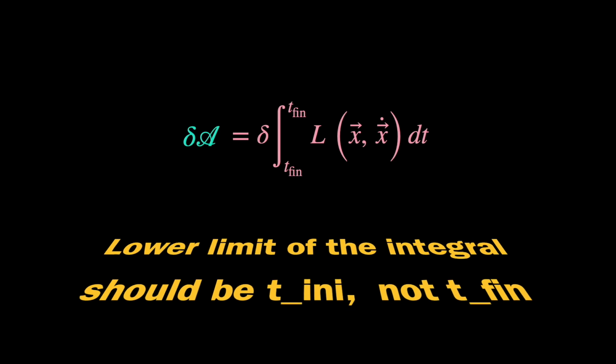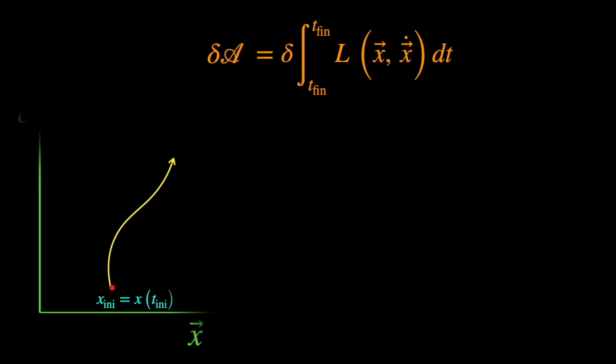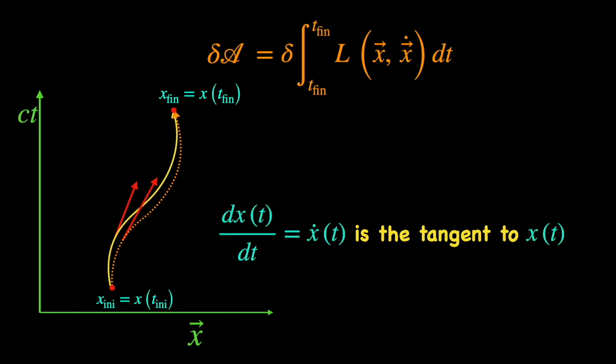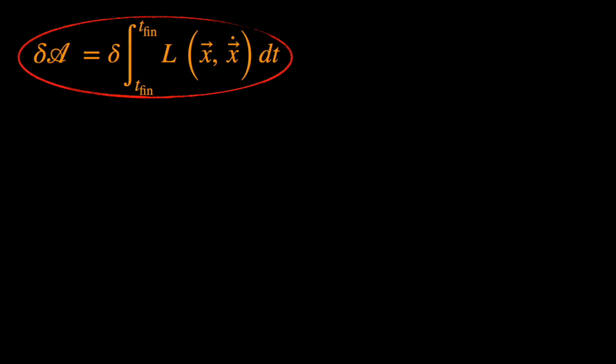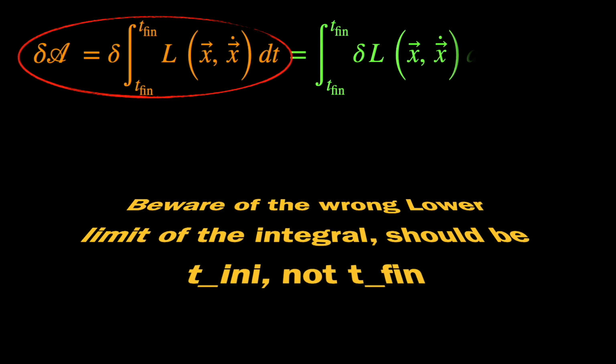Now let's calculate this change in the action delta A. Notice that if the trajectory x of t is changed, dx dt or x dot, which is basically the tangent to the trajectory at every t, also changes. See, the slopes of the two tangents differ, right? Now, the action is a time integral of the Lagrangian. So, the change of the action due to the change of trajectory should be the time integral of the change in the Lagrangian, delta L.